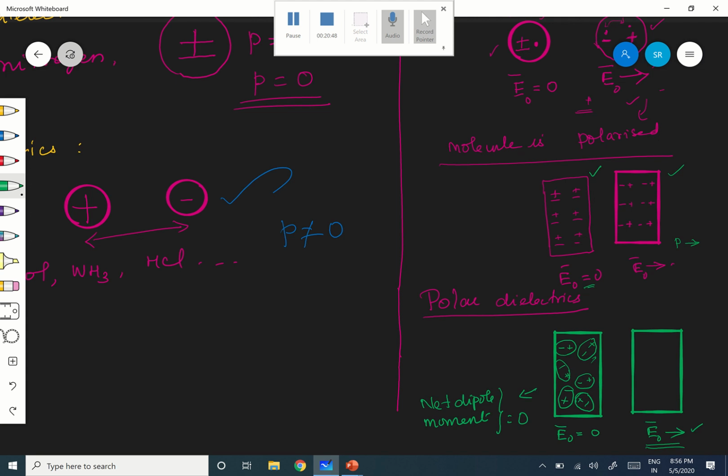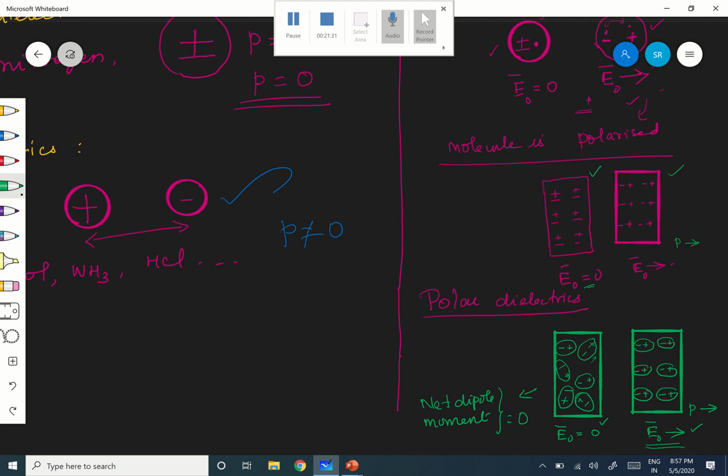If you are applying a strong electric field, the molecule is able to overcome thermal agitation. Are you following? Therefore, all the dipole moments here will be in this direction, but here the dipole moments are randomly oriented. Here the dipole moment is in the direction of the electric field itself. That is the difference between polar and non-polar dielectrics.